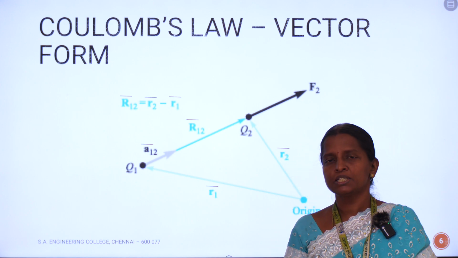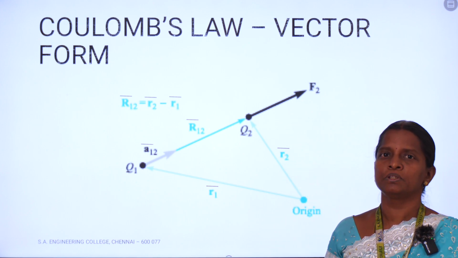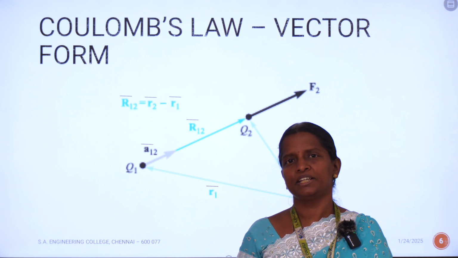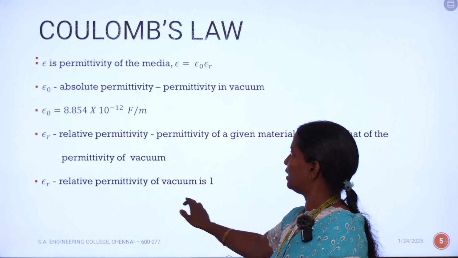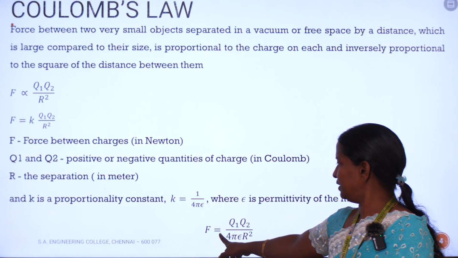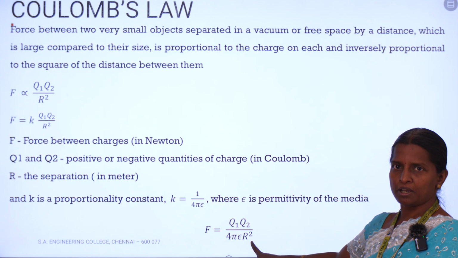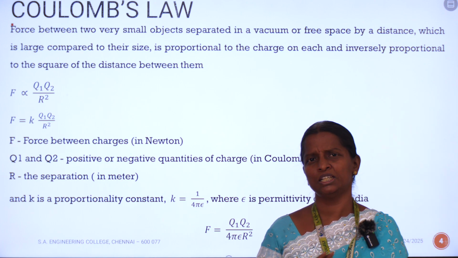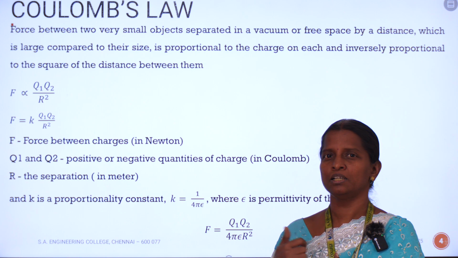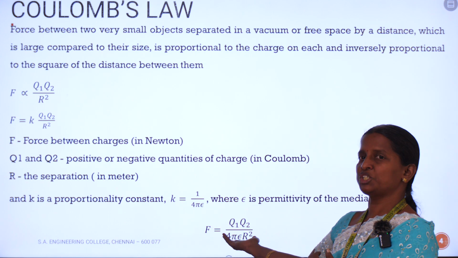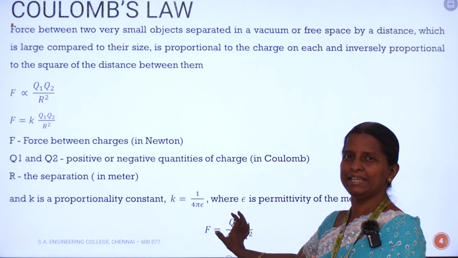And the next topic is Coulomb's law in the vector form. So why are we going for the vector form? Because force is a vector. In the previous slide, Coulomb's law is given as F equals Q1 Q2 divided by 4 pi epsilon R square. There is some force of attraction or repulsion between the two charges, but in which direction is the force acting? There is no representation of that in this, so it gives only magnitude.